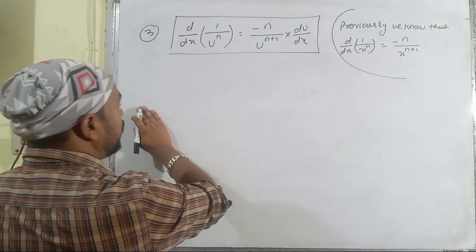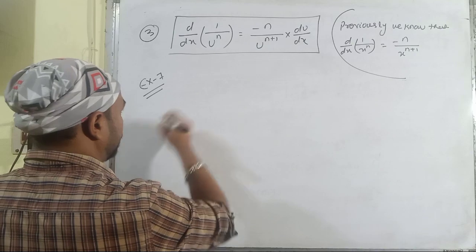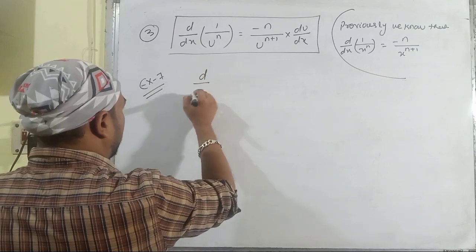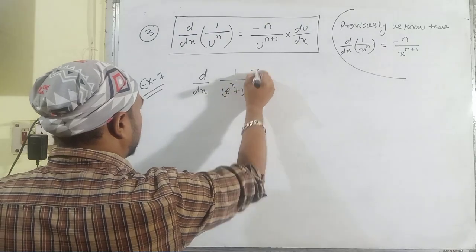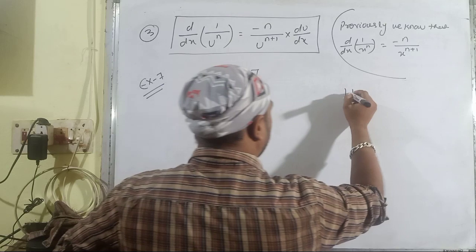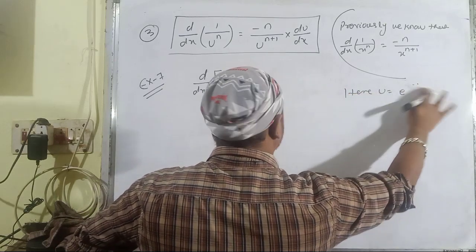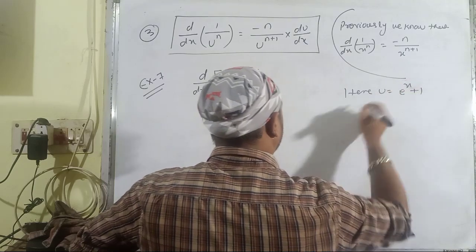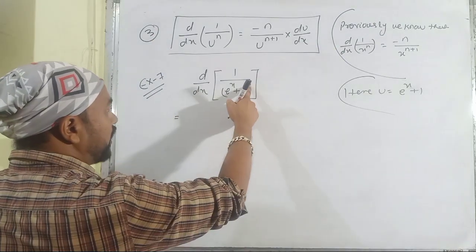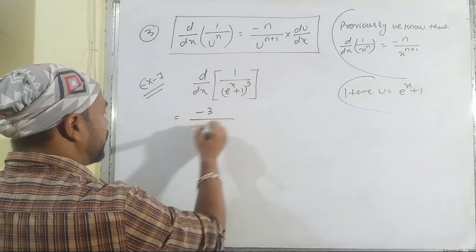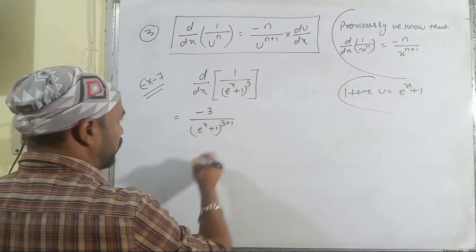Okay, so let us have some of the problems here. Example number 7. Differentiation of 1 upon e to the power x plus 1, whole to the power 3. Here u is equal to e to the power x plus 1. So it will be minus n. Here n is equal to 3. So minus 3 divided by e to the power x plus 1 whole to the power 3 plus 1.